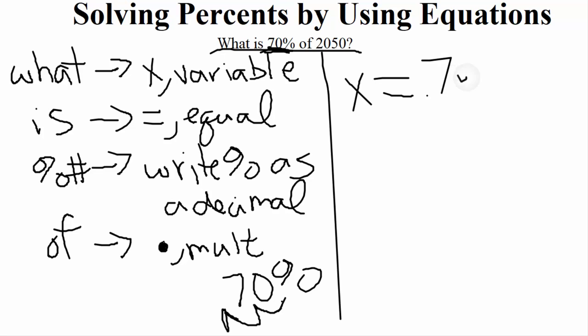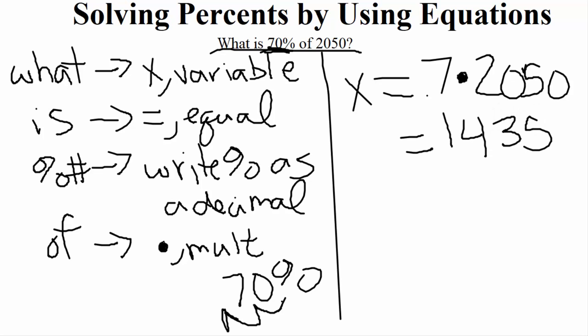Next word we have is of. Well, of means to multiply. So we're going to take 0.7 times something. And what are we going to multiply it by? Well, we're going to multiply that 2050 that we have right there. 2050, there's no special meaning there. 2050 is 2050. So in order to solve this problem, all we have to do is take 0.7 times 2050. And when we do that, we get 1,435. So 70% of 2050 is 1,435.